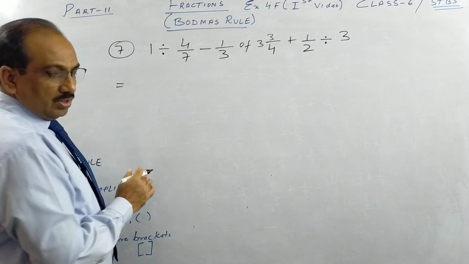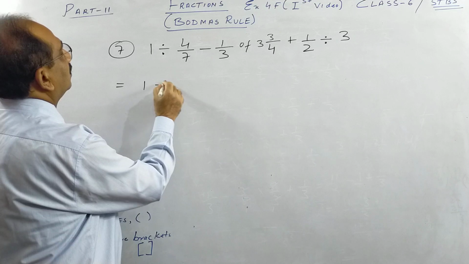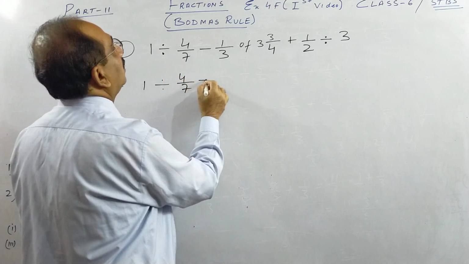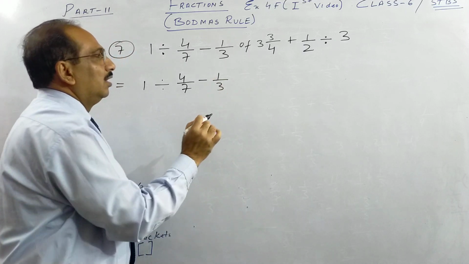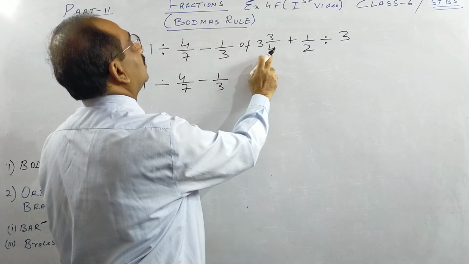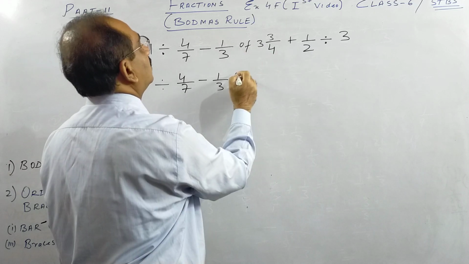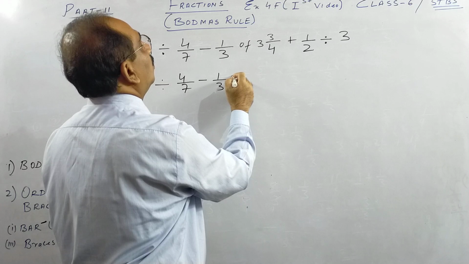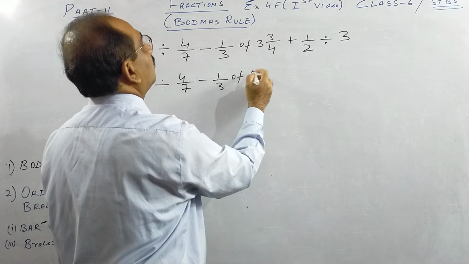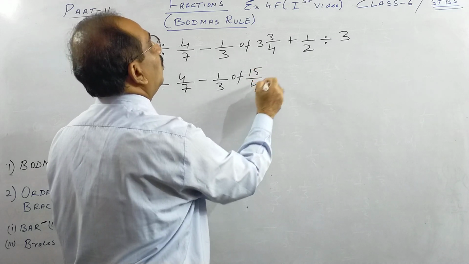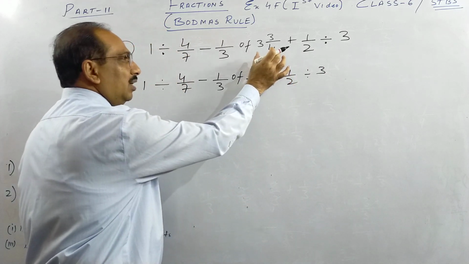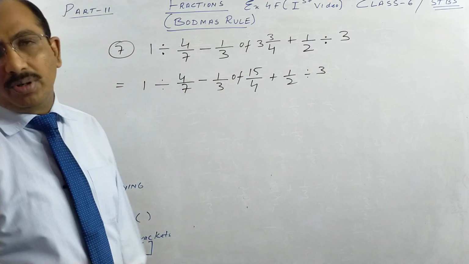So first, as I told you, children, we convert. The first step is we convert the mixed fraction into an improper fraction. 4 3s are 12 plus 3. So you can take off and do here. First step I can do 4 3s are 12, 15 by 4 plus half divided by 3. So there was one mixed fraction, I converted it to an improper fraction.